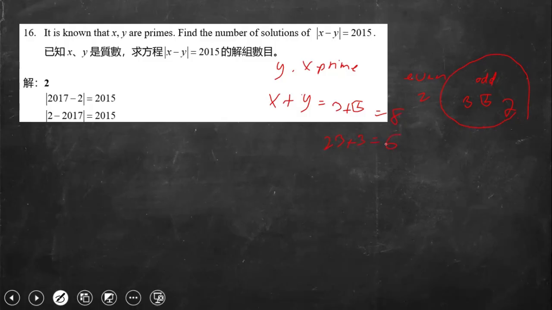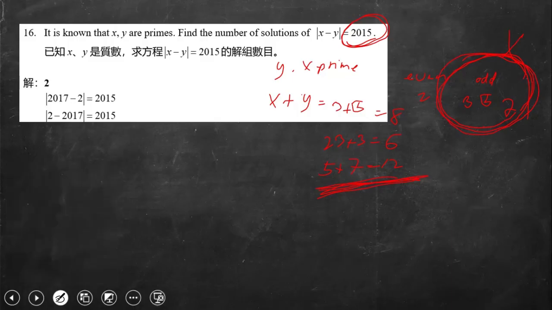Okay, notice something. Let's say 5 plus 7, it's 12. When you add 2 odd numbers, it's always going to be even. Since it's equal to 2015, and 2015 is odd, and if x and y are both odd the result is even, that can't be. We can eliminate that option. They both can't be odd.